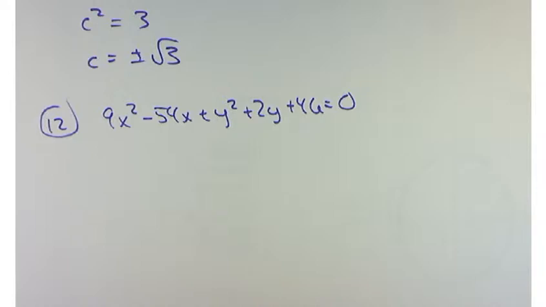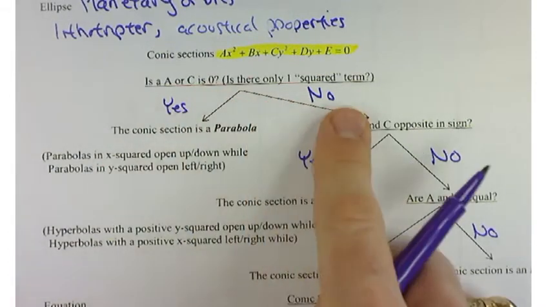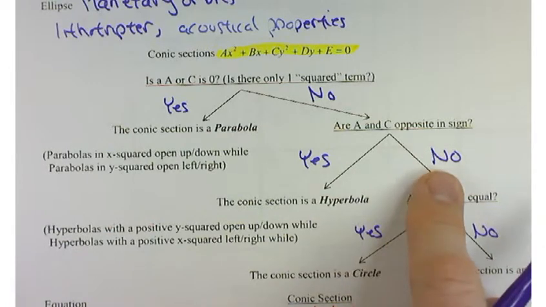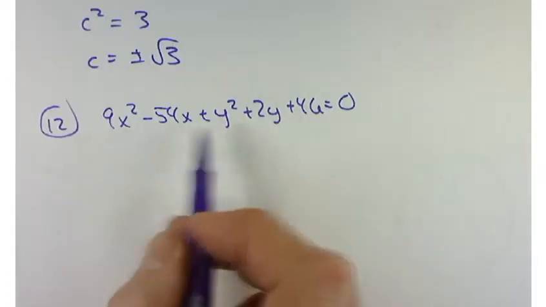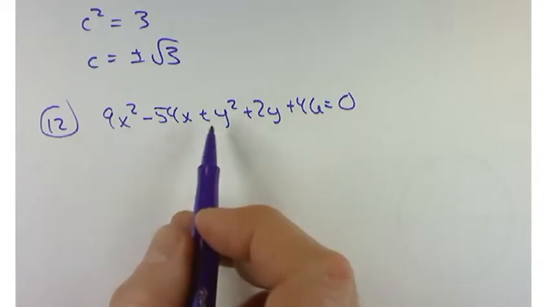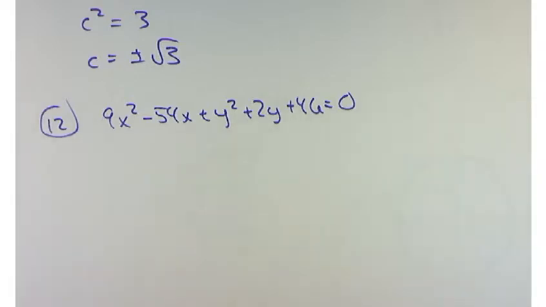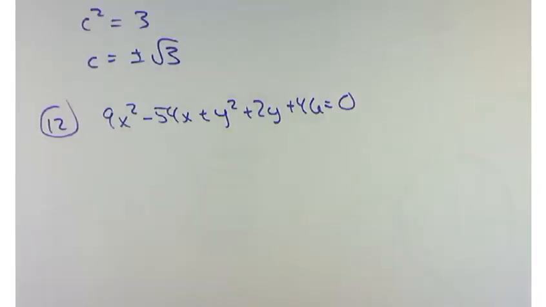Well, let's take a look through things, right? Is there only one square term? No. There's more than one square term. Are the square terms opposite in sign? No. So you're down here. Do the square terms have the same coefficient? No. So if they had the same coefficient, then you'd be right. Then it'd be a circle. But this one is a special circle called an ellipse. Or actually, a circle is really a special ellipse, I should say that way.